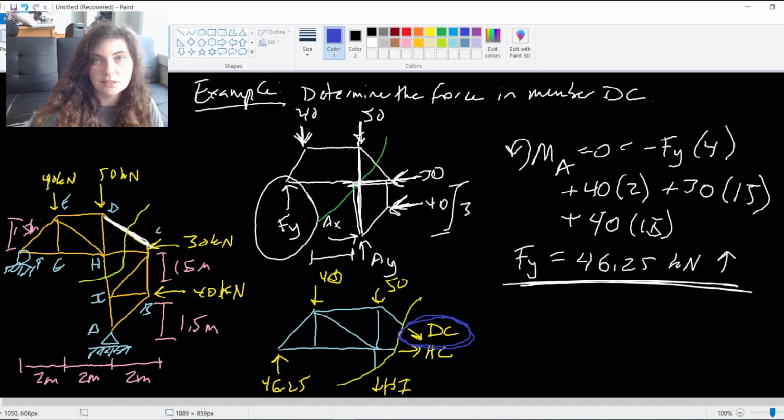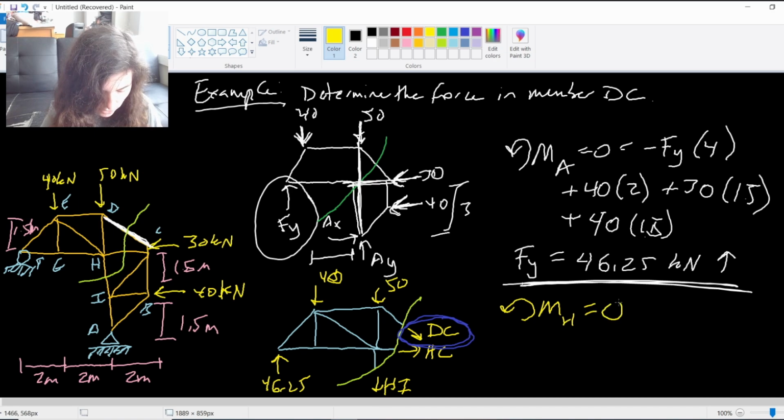What I'm going to do is try to make it as simple for myself as possible. And in this case, since I have two unknowns at the H joint, I'm going to take a moment about H, because that eliminates those two HC and HI member forces. It eliminates the 50 that also passes through joint H. And so all I'm going to have is the Y component of DC, and then the 40 and the 46.25, all contributing to my moment. If I take a moment about H, I can really save myself a lot of time.